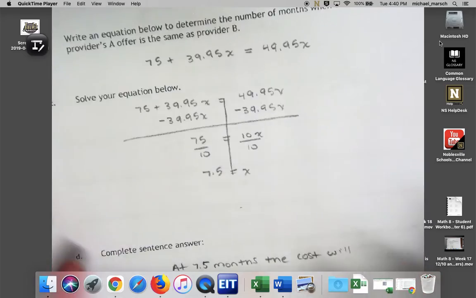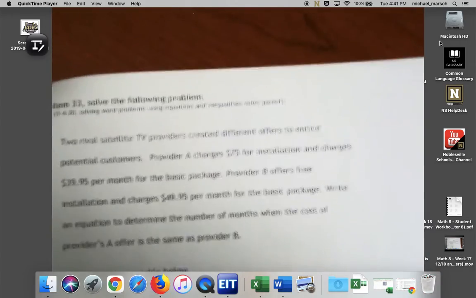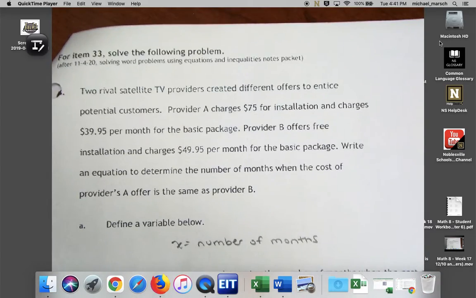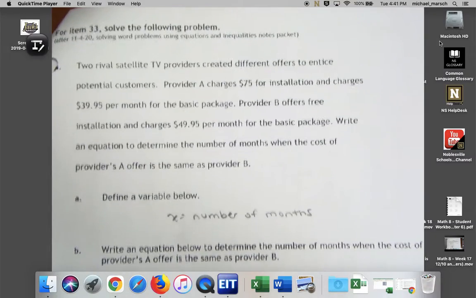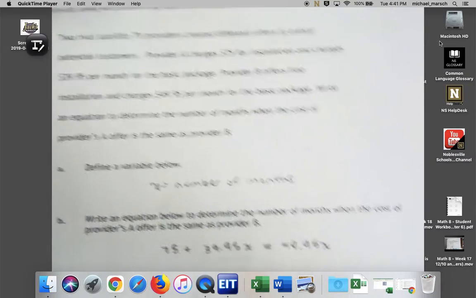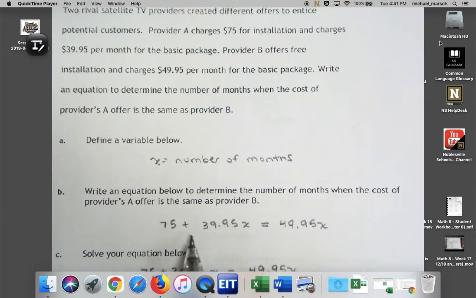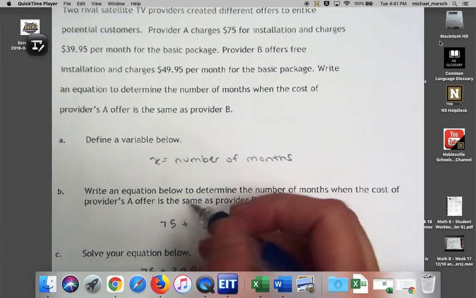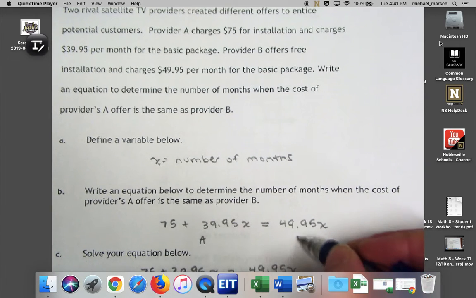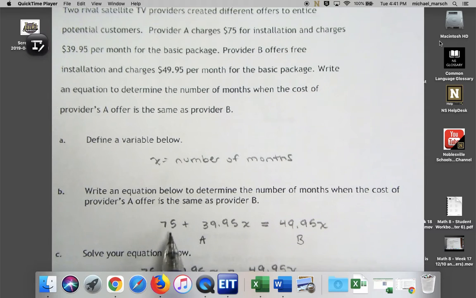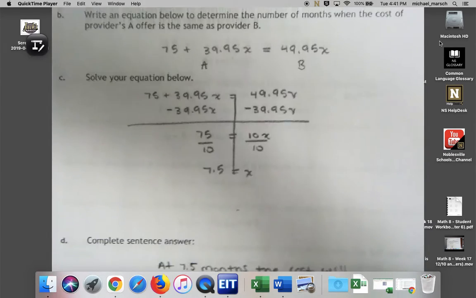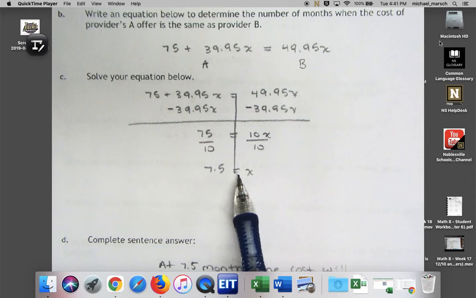All right. We've got 2 rival TV providers. We've got different ways to pay for them. So we have to set them equal to each other. X is going to be number of months. So we set provider A here equal to provider B. One of them charges more to install but less per month. And one of them charges nothing to install but more per month. So when would they cost the same amount? So when you work this out, you get to 7.5 months.